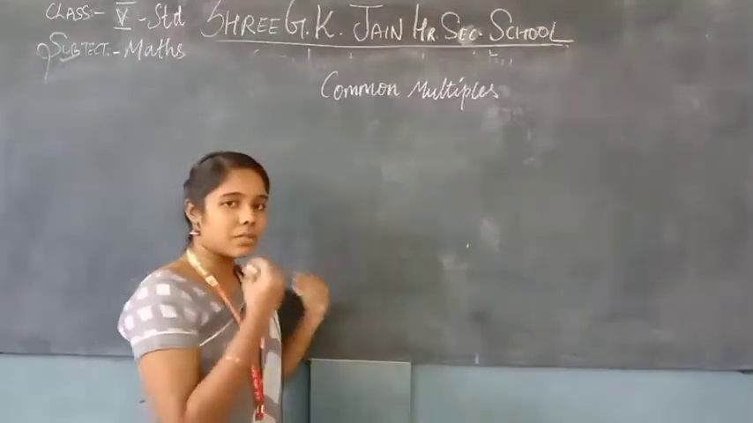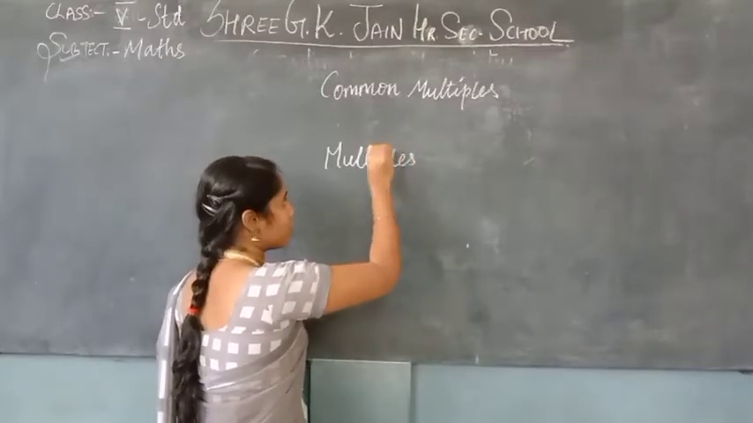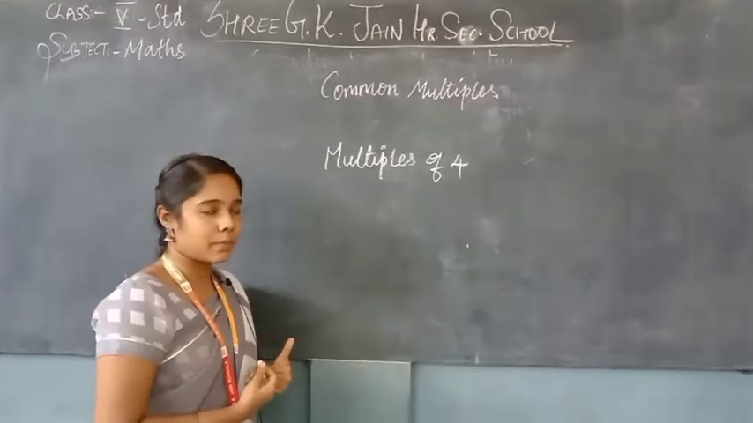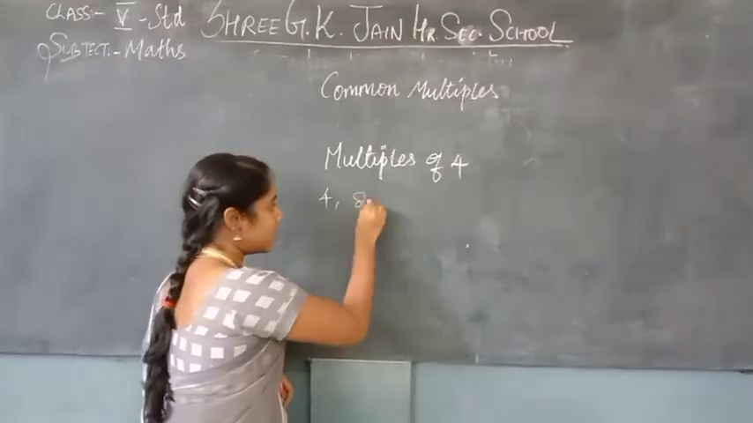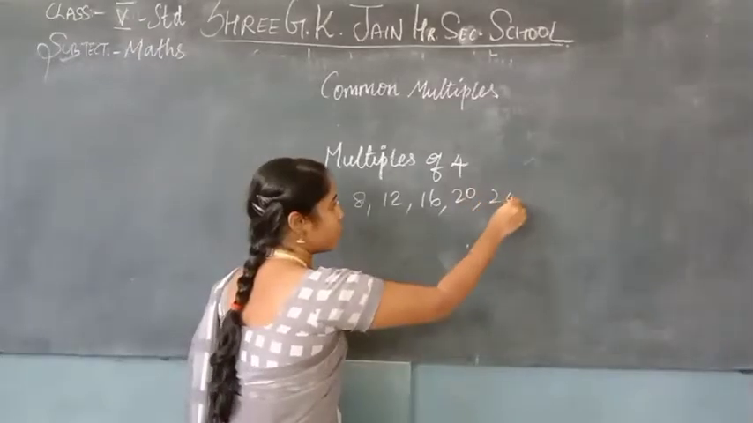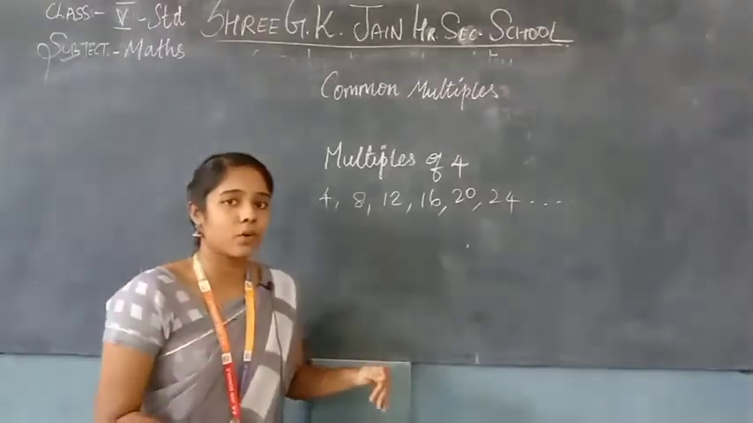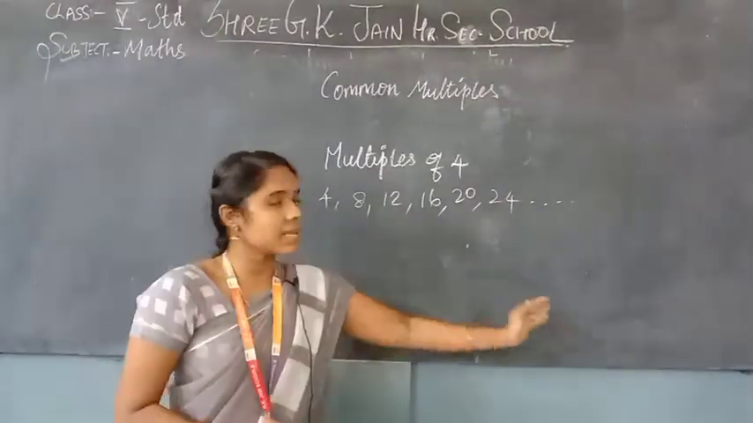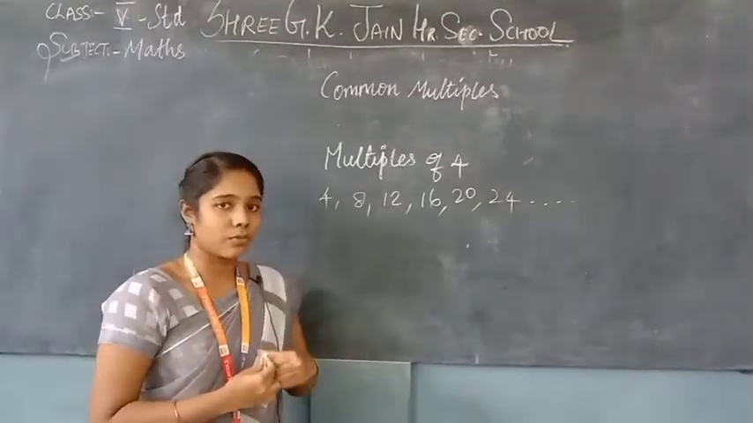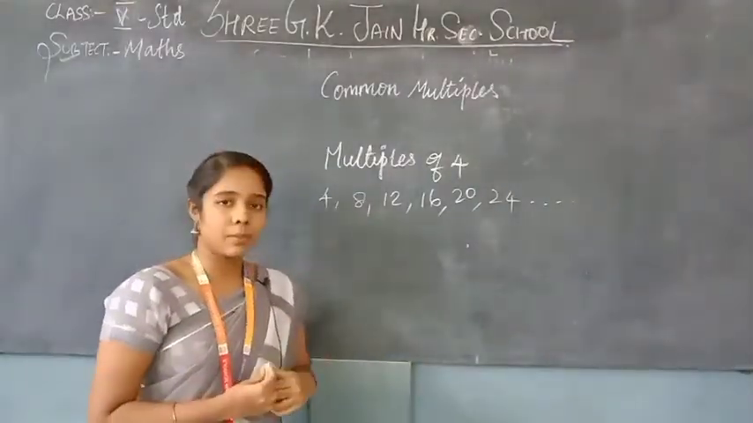Can we write the multiples of 4 now? How the rabbit jumped? It jumped in multiples of 4. Can you tell me the multiples? 4, 8, 12, 16, 20, 24, right? It will go up to 40. If it goes to the 10th step or 20th step, it will go on increasing in the times of 4. This is how you should write the multiples of 4. In short, the multiplication table answers are the multiples of the given number.